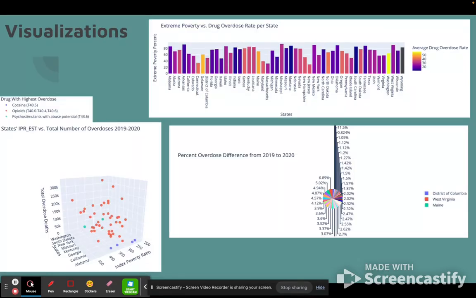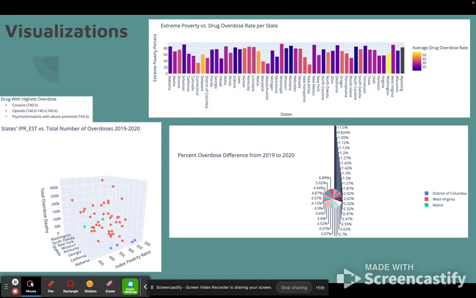For my visualizations, for the top right, my original hypothesis was that people in neighborhoods with high poverty levels are more likely to engage in illegal drug consumption and substance abuse, increasing overall drug overdose rates in the area.